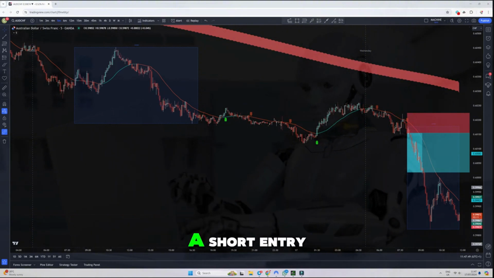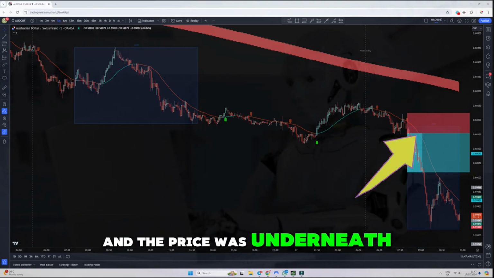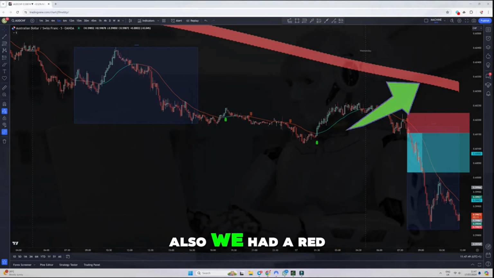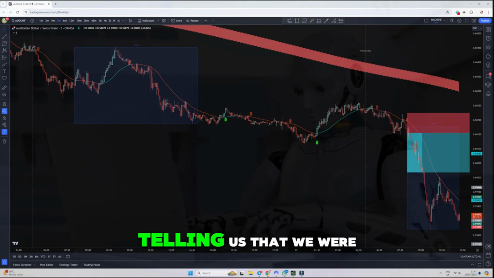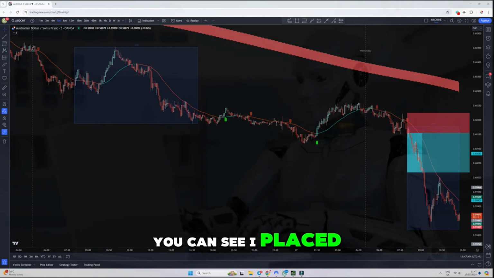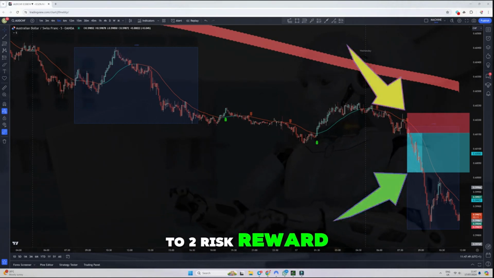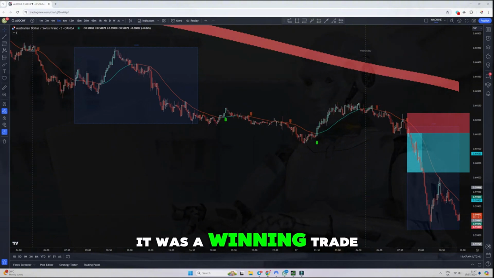Here is an example of a short entry. You can see that we got the signal to sell the market, and the price was underneath the moving average. Also, we had a red band above the market, telling us that we were in a downtrend on the 15-minute time frame. You can see I placed the stop above the most recent swing high, and I target a 1:2 risk reward. And you can see that it was a winning trade.